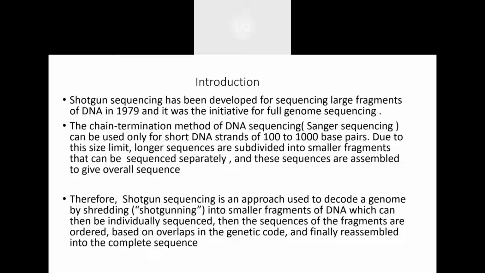Therefore, shotgun sequencing is an approach that is used to decode a genome by shredding or shotgunning it into smaller fragments of DNA, which can then be individually sequenced. Then the sequences of the fragments are ordered based on overlaps in the genetic code, and finally it is reassembled into the complete sequence.